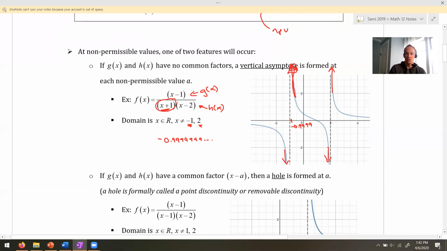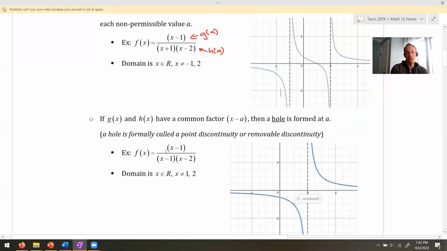Now, it could get humongous in the positive direction, or it could get humongous in the negative direction, and that all has to do with the signs. The numerator will be a certain sign, the denominator will be a different sign. We'll talk about that more later, but just keep in mind that dividing by things very close to 0 gives you things that are very close to infinity.